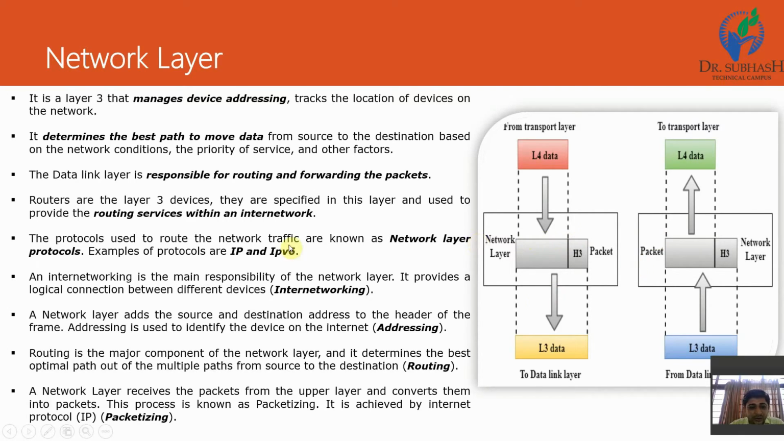Another one, network protocols are used in this layer. To move your data from source to destination, we have to use some protocols, and these protocols are IP, IPv4 and IPv6. Internet protocol version 6, Internet protocol version 4. How IP addresses are allocated to our system is a separate portion that we will discuss later on.